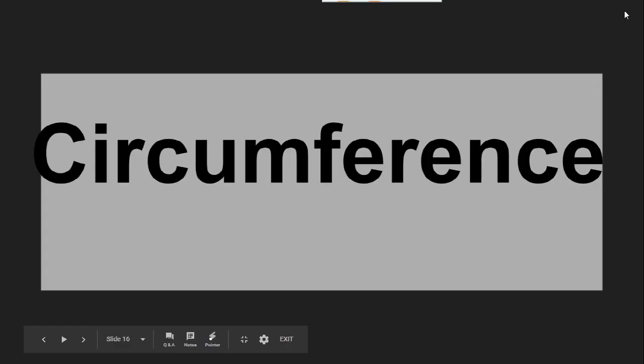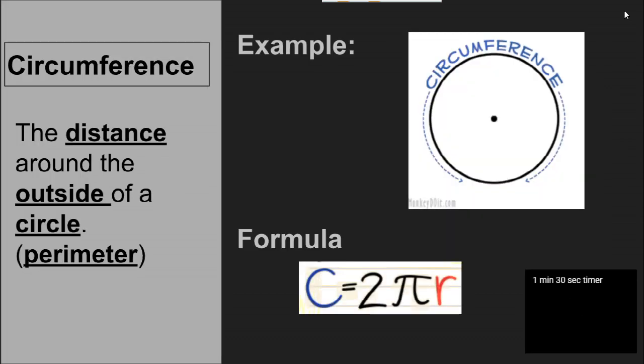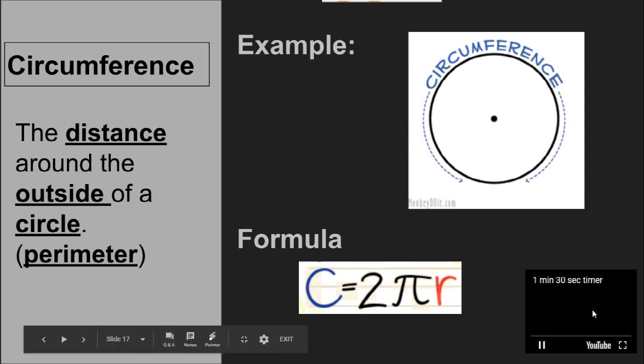The next word is kind of a tough one because it's long, but it's circumference. Everybody say circumference. One more time, say circumference. Okay? So if we look at circumference, again, I'm going to give you a second. This would be the first example on the back side of your notes. So go ahead and write this down.